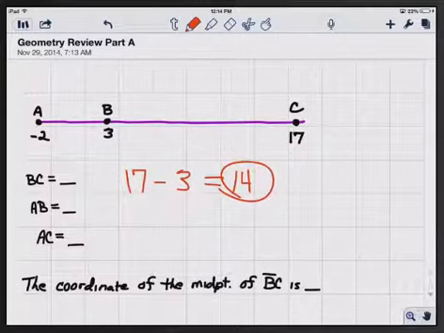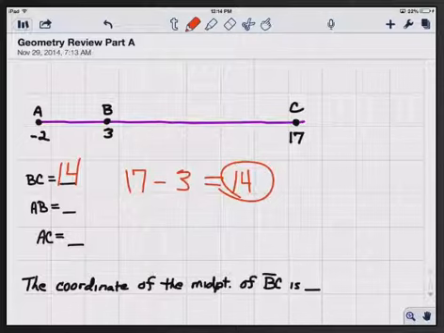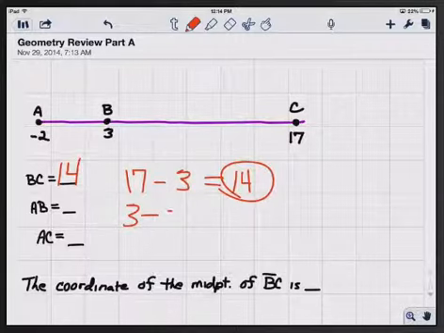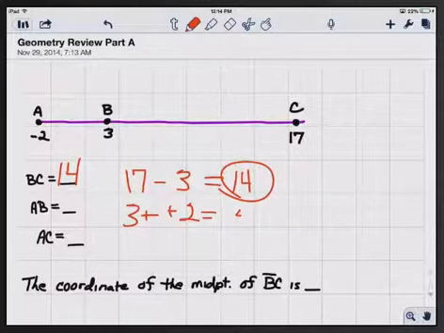So the distance from B to C is 17 minus 3, which is 14. Likewise, the distance from A to point B, the next problem, is 3 minus negative 2. You have to be careful when you have negative numbers. Subtracting a negative is the same as adding a positive, and we get the second answer is equal to 5.